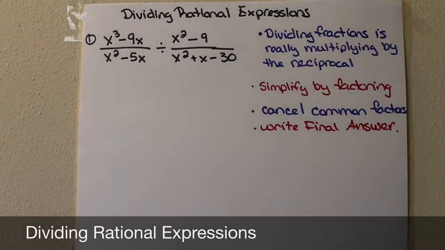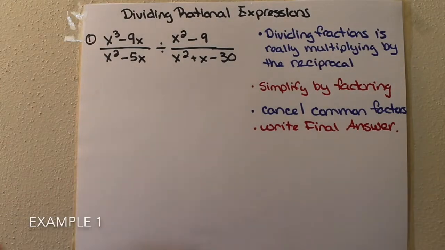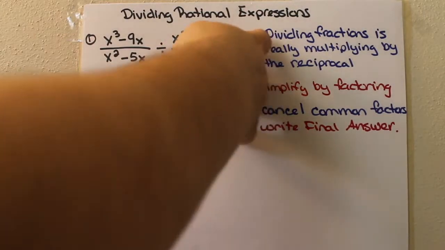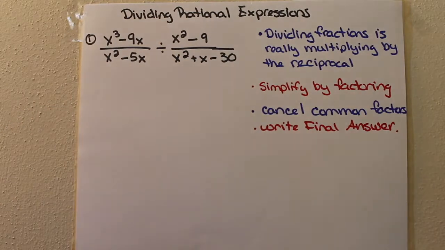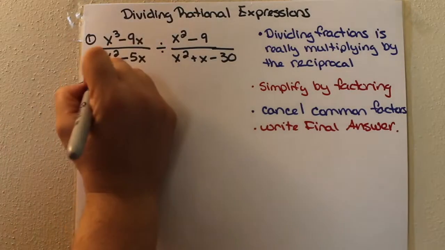Here we're going to be dividing rational expressions, which is pretty similar to multiplying rational expressions, because if you remember, dividing fractions is the same thing as multiplying the second fraction by the reciprocal. So that's what we're going to do. We're going to change this to a multiplication of rational expressions problem by flipping this to the reciprocal and changing that sign to multiplication. So let's go ahead and rewrite that first.